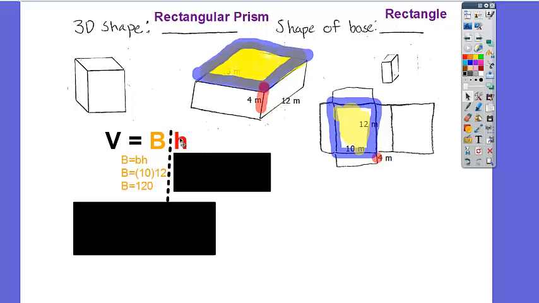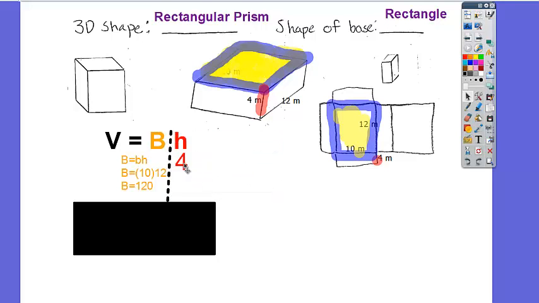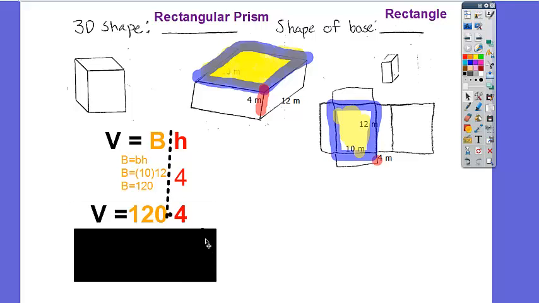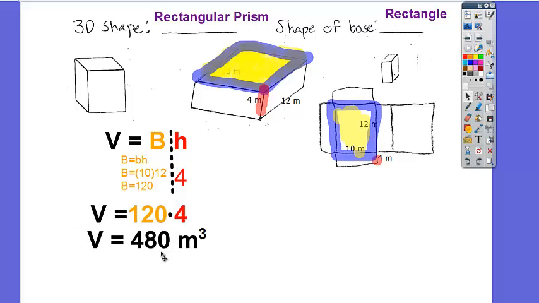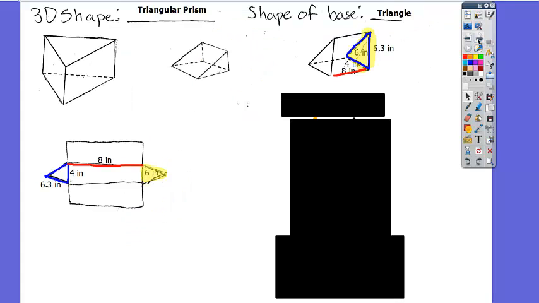Next, we need to plug in the height of the entire prism. So this red H is the height of the entire prism. That's this distance here between the bases. So for that number, we would plug in 4. So now I can rewrite the formula just plugging in the numbers that I just got. So volume would equal 120 times 4, because that's my area of my base times my height. And then 120 times 4 gets me 480 meters cubed. Notice that now my units are cubic. So let's go on to the triangular prism.